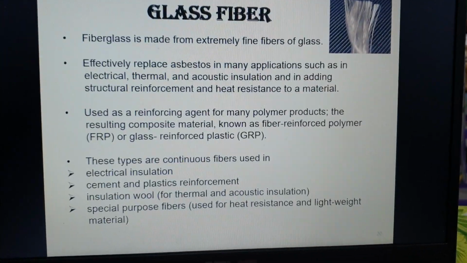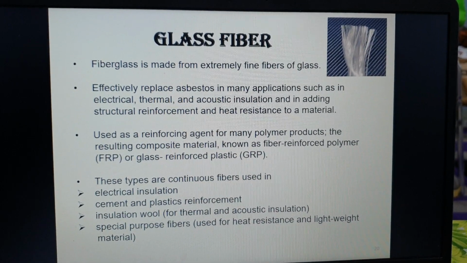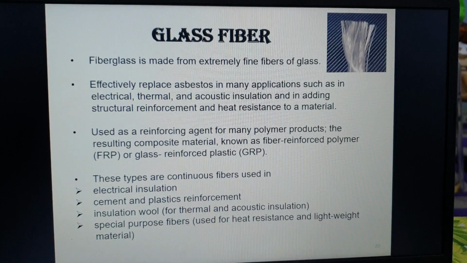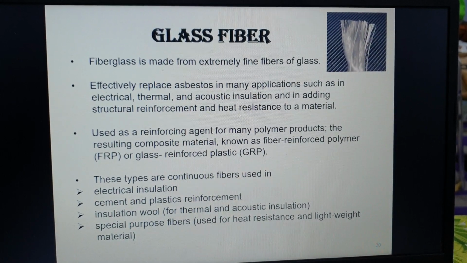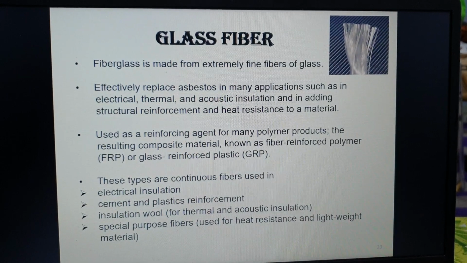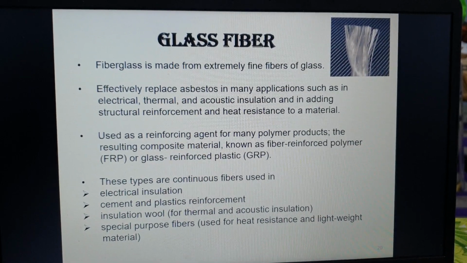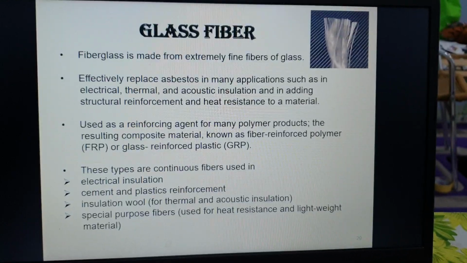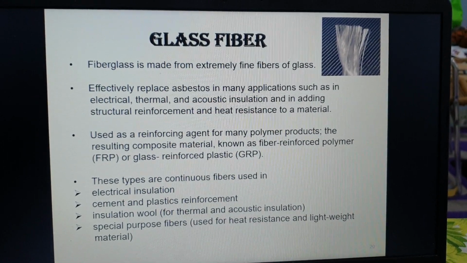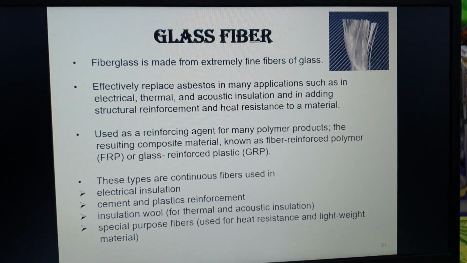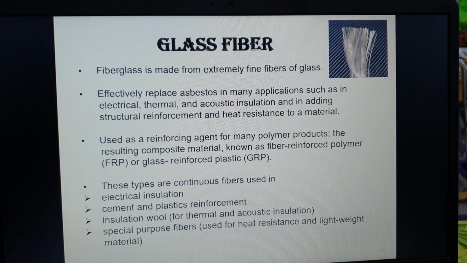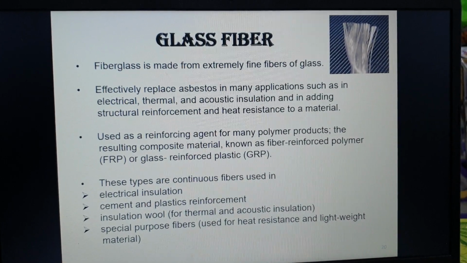So this is a glass fiber. It is made from extremely fine fibers of glass, effectively replacing asbestos in many applications such as in electrical, thermal and acoustic insulation, and in adding structural reinforcement and heat resistance to a material. So this is quite a common material that you can use. It is very flexible. You can actually build a boat using glass fiber. And a lot of material you can make from glass fiber.